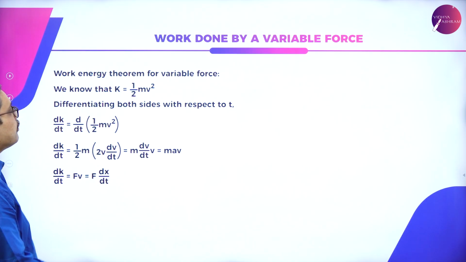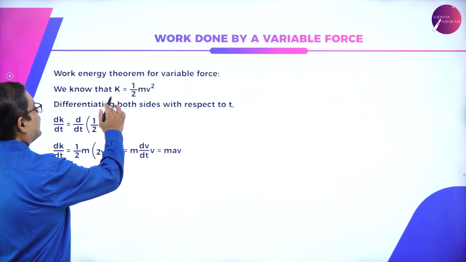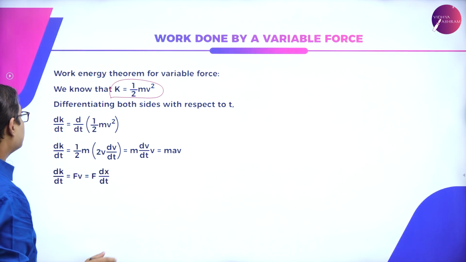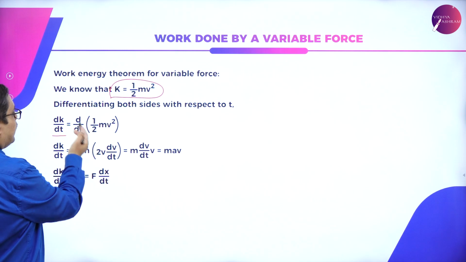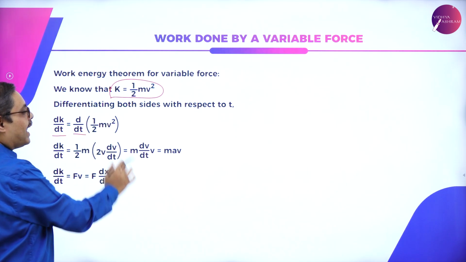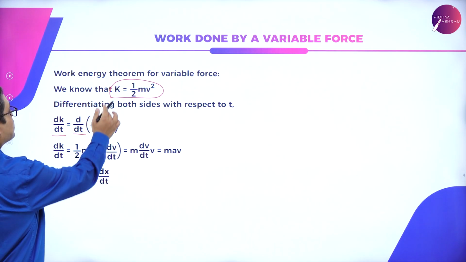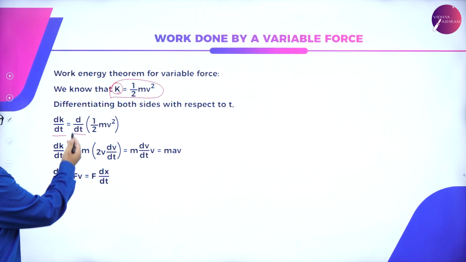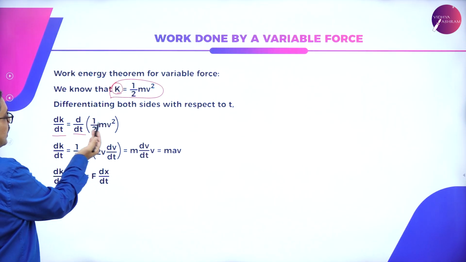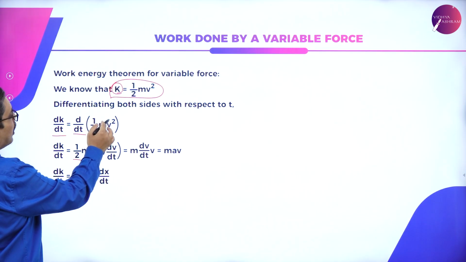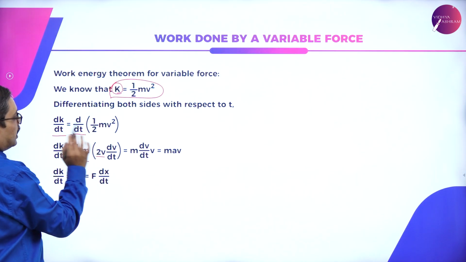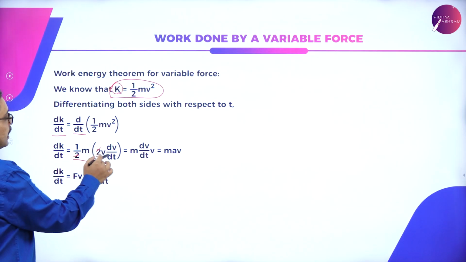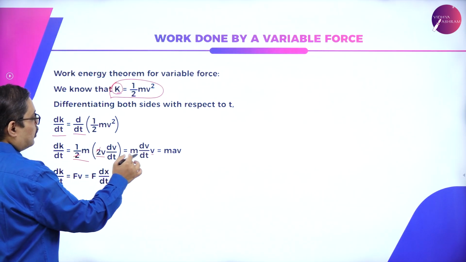Work energy theorem for a variable force. We know that K is equal to half mv square. Differentiating both sides with respect to t, dK by dt is d by dt of half mv square. We know that half mv square is nothing but the kinetic energy. Differentiating, half m is constant, I have taken it out. d by dt of v square is 2v into dv by dt. This 2 and this 2 get cancelled. m into dv by dt into v.